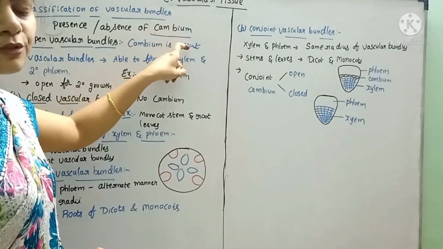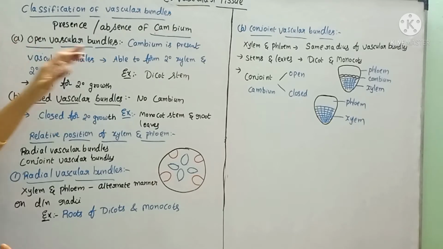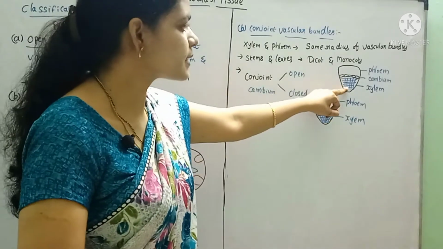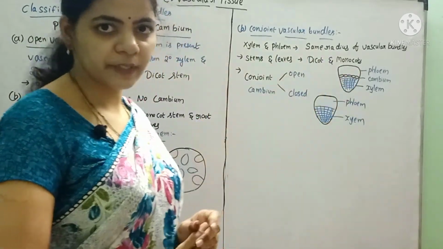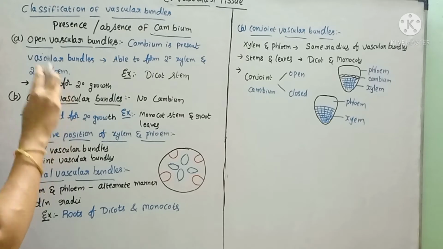Depending on the presence or absence of this cambium, we can classify the vascular bundles into open and closed vascular bundles. In open vascular bundles, the cambium is present. Here, they consist of cambium present between the xylem and phloem. Where cambium is present, that is called an open vascular bundle. Here, what is meant by open?